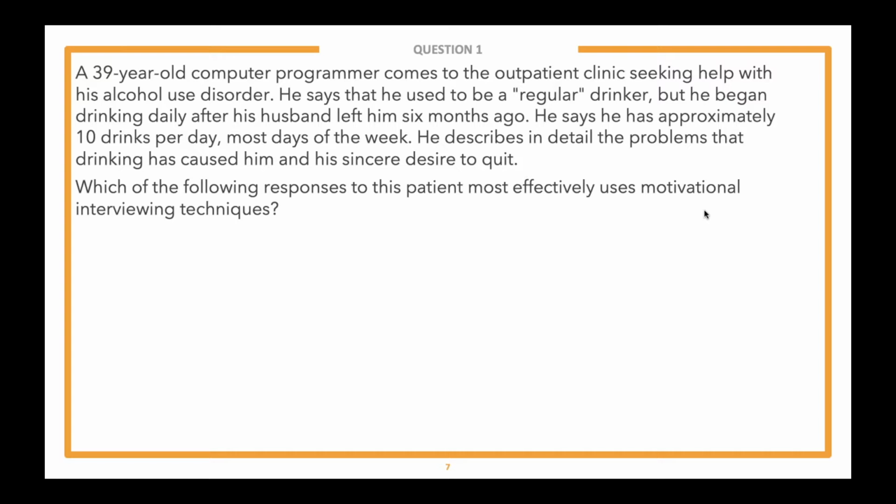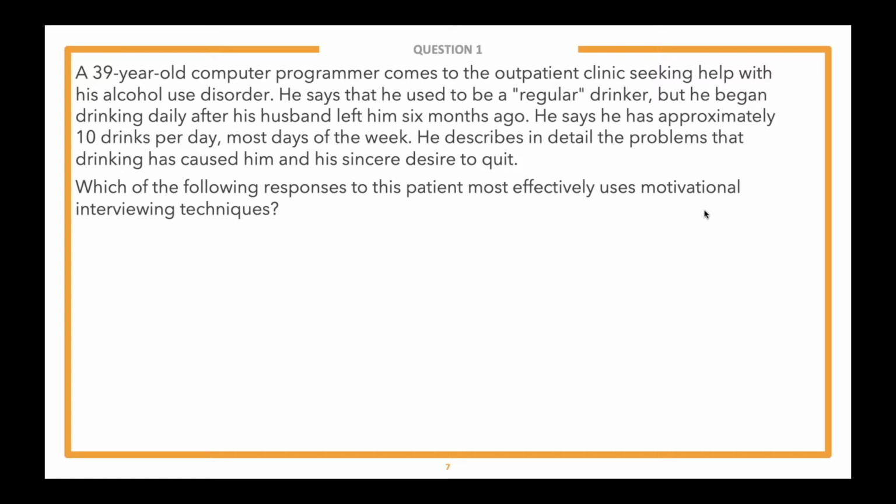A 39-year-old computer programmer comes to the outpatient clinic seeking help with his alcohol use disorder. He says that he used to be a regular drinker and started drinking daily after his husband left him 6 months ago. He says he has approximately 10 drinks per day, most days of the week. He describes in detail the problems that drinking has caused him and his sincere desire to quit. Which of the following responses to this patient most effectively uses motivational interviewing techniques?